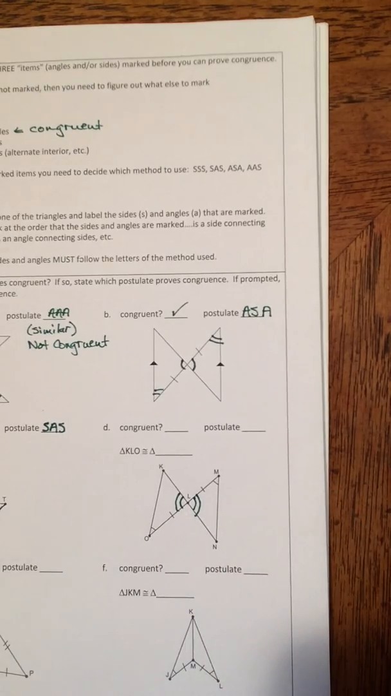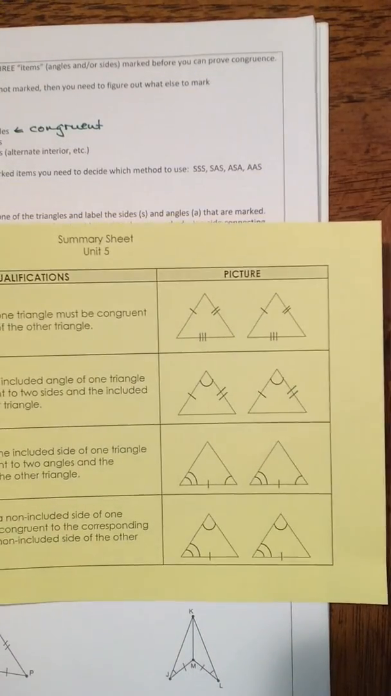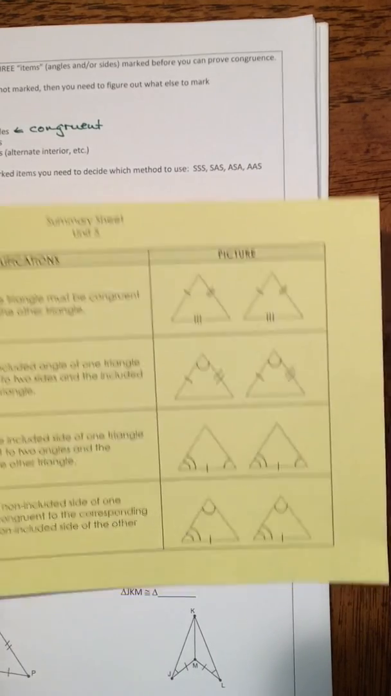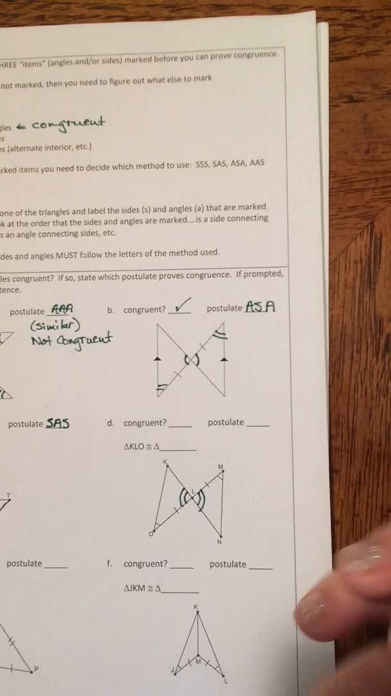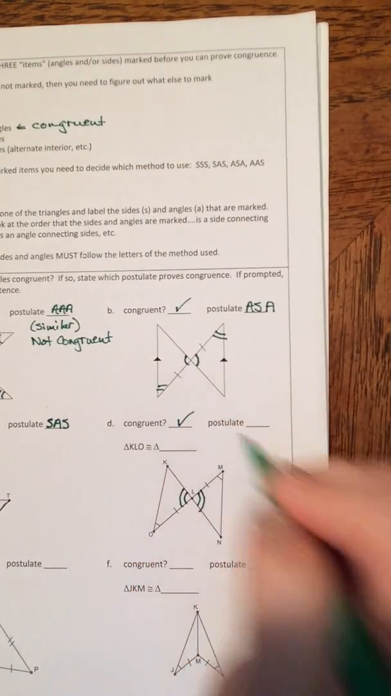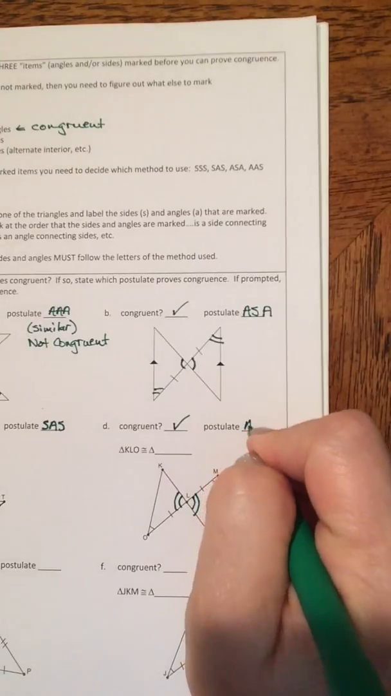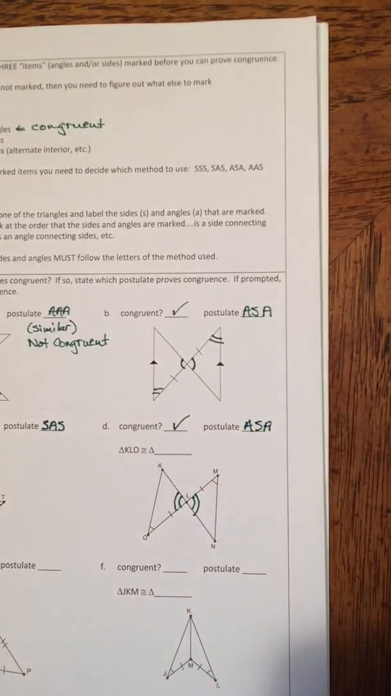So if I look at my card, the third one down is angle, side, angle. The side is included between the 2 angles. So, are they congruent? Yes. And then my postulate would be angle, side, angle. And then I'm going to match up corresponding parts.